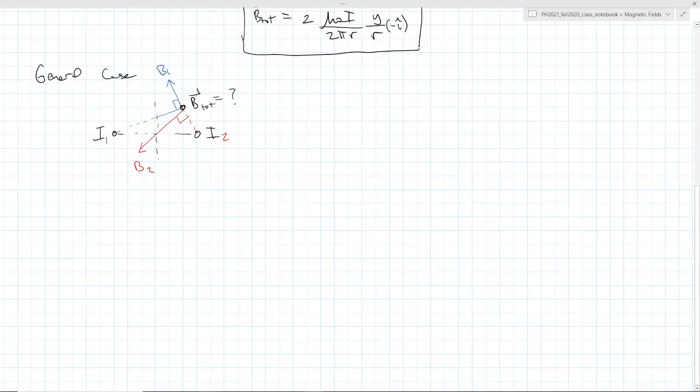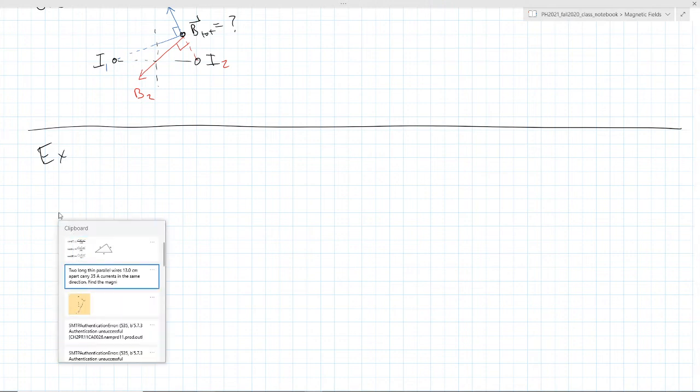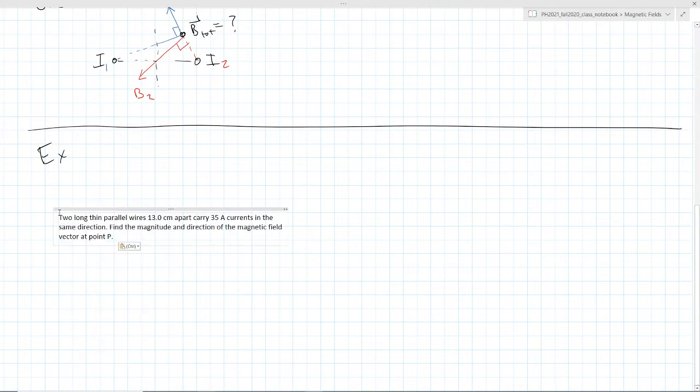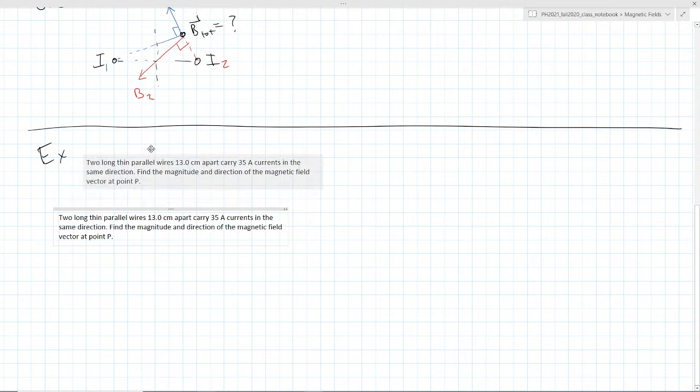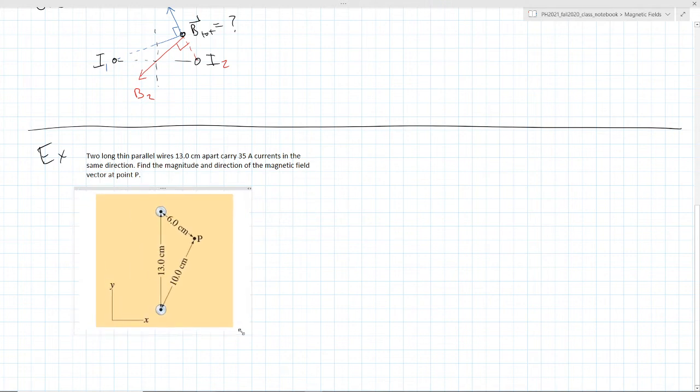So the example that I want to consider, let me paste it in here. It's basically this. We have 2 long wires. So it's the same kind of setup, but the geometry looks like this. And so we need to find the magnitude and direction of the magnetic field at point P.